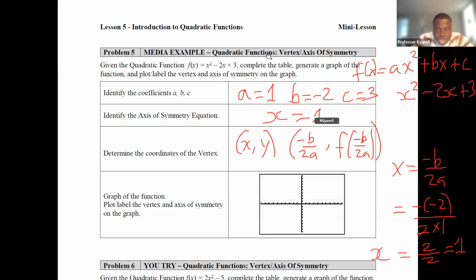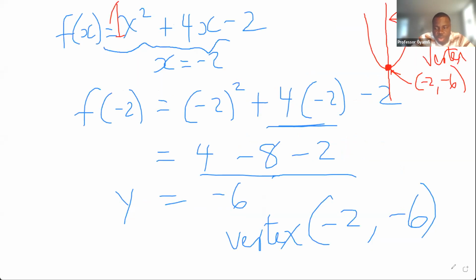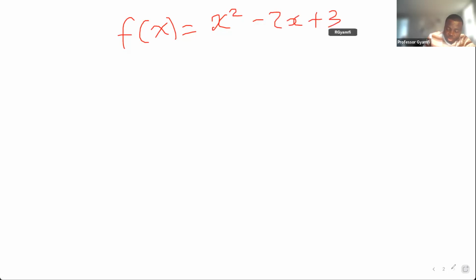X is 1. Now, how do I get my y? I'm going to put in 1 for x in the function. So let's do that. I don't know if I have more space. I think I have to go to the whiteboard. So I'm going to use that. So the equation was f of x equals x squared minus 2x plus 3. I think that was it.